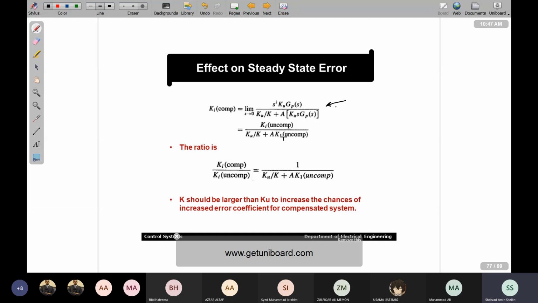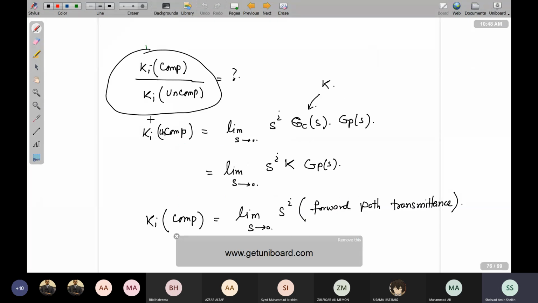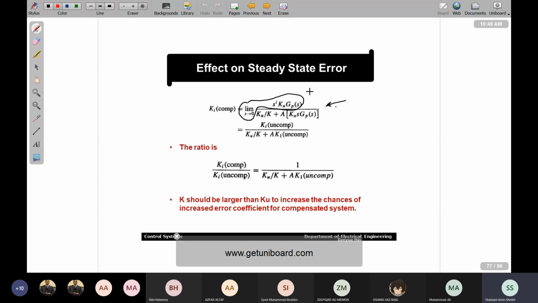अच्छा, अब जरा इस चीज को गौर से देखें कि ये जो चीज आपके सामने रखी हुई है, what is this? ये कह लें या ये कह लें, it's the same thing. Question is Ki uncompensated, और अगर इस पोर्शन को देखें Ku और K, तो उसी तरह से रह जाएगा प्लस A. And what about this one? If I have limit s tends to 0 and Ku s Gp(s), what is this?